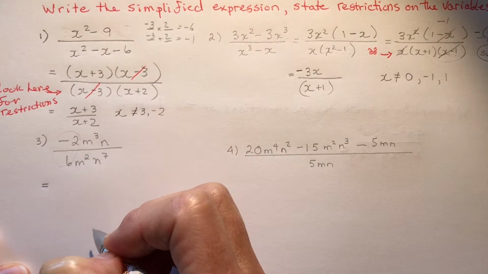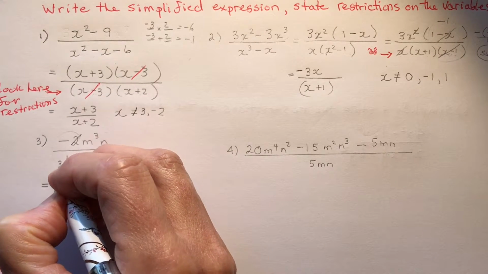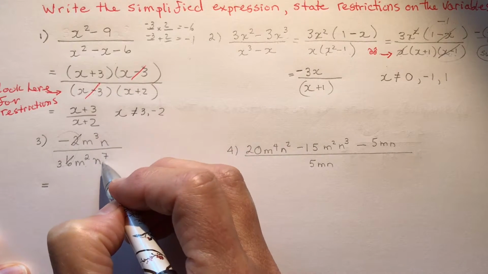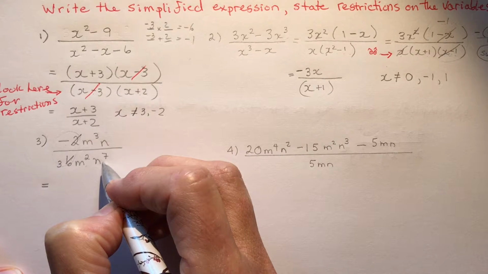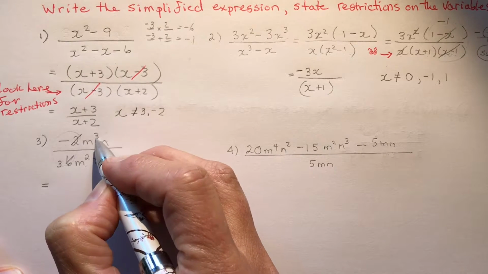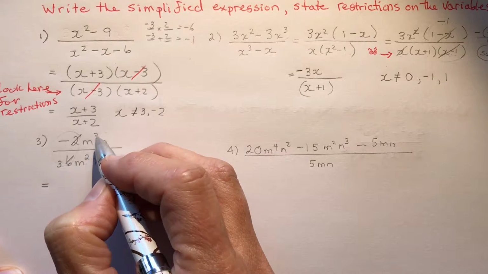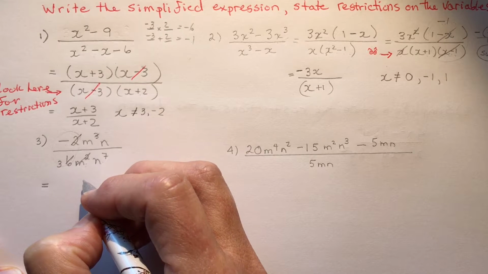So I still have a negative up here. So I'm going to go 2 into 6 goes 3 times. The negative stays there. Now the m's and the n's, generally you leave your solution with positive exponents. So all I'm going to do is look to see which one has the most m's here. This one, right? 3 in the top, 2 in the bottom. So 2 would cancel out with 2 of those and leave me with just an m.